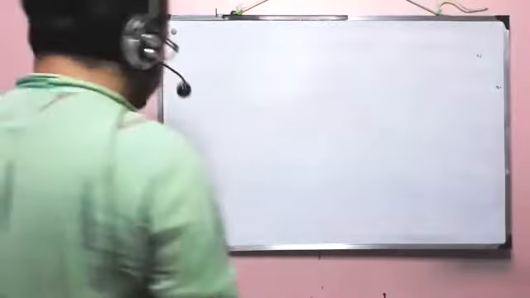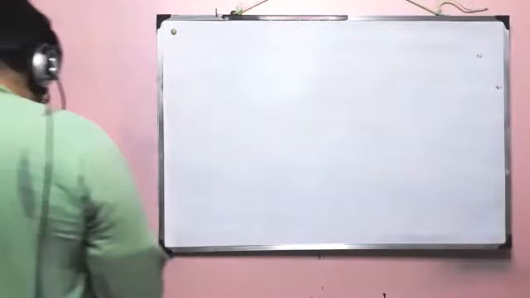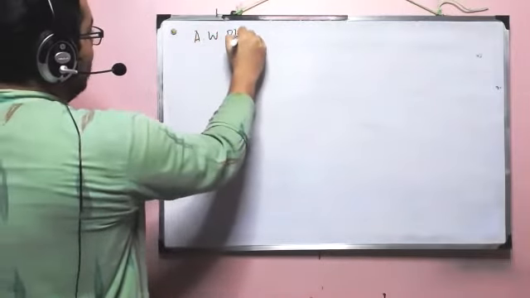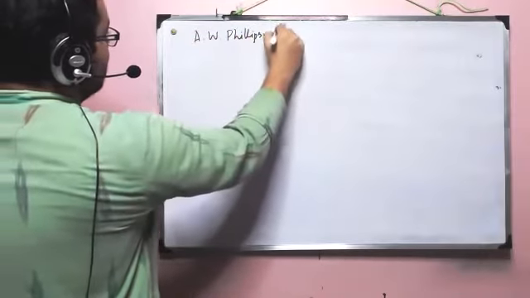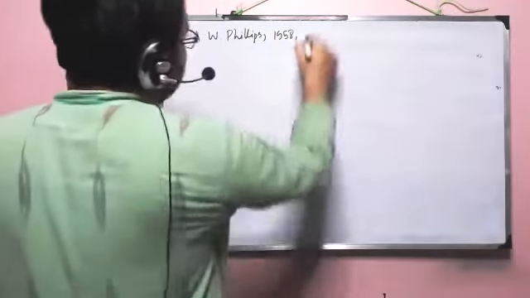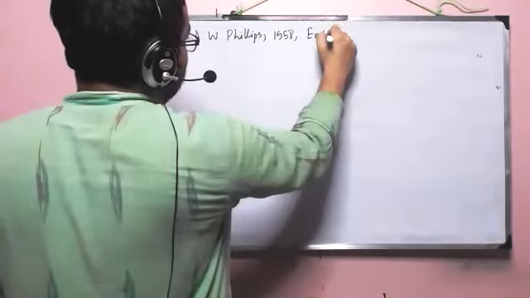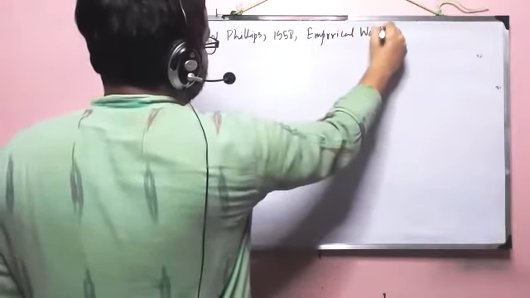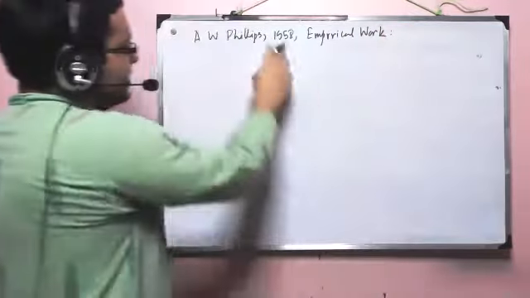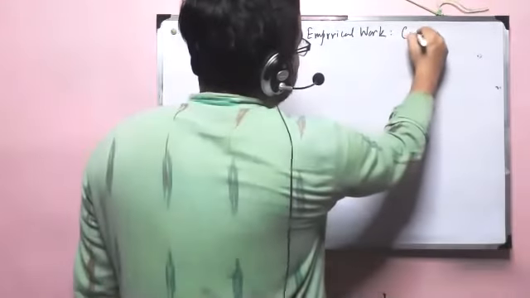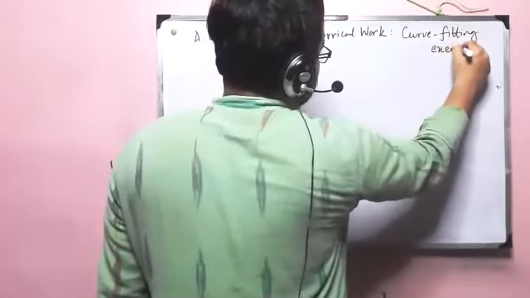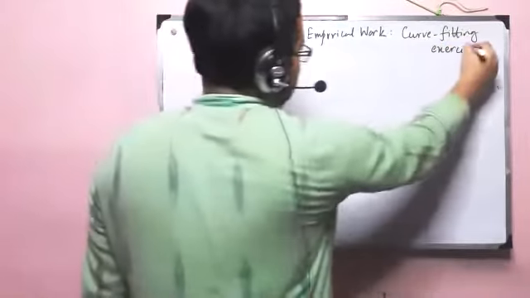So obviously, as I said, the Phillips curve was named after the person who did it, and he was A.W. Phillips. The work was published in 1958. So what is the work? First of all, you must know that this is an empirical work, not a theoretical work. Not only that, given it was 1958, it was essentially a curve fitting exercise, very close to what you have learned in statistics.